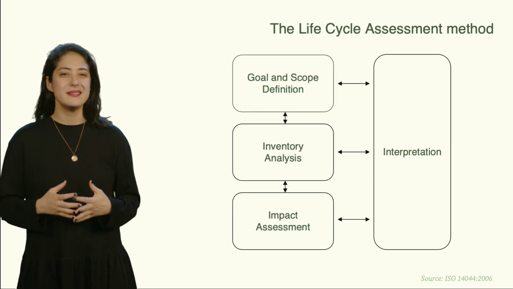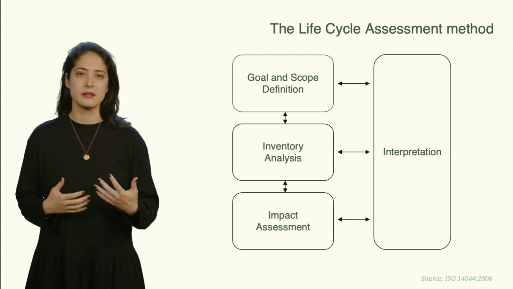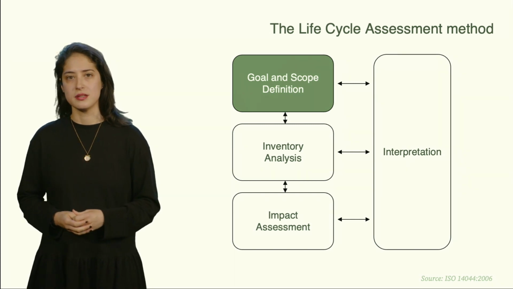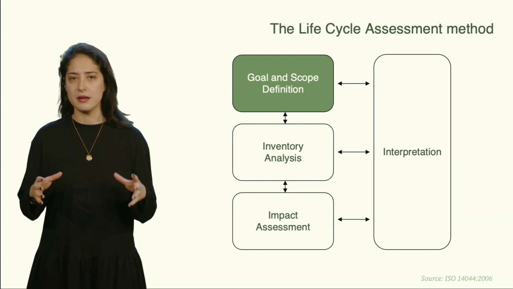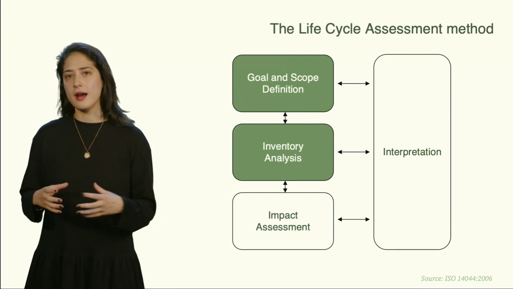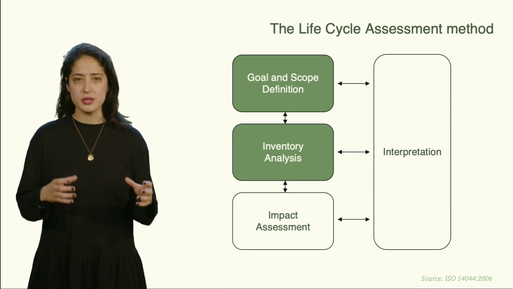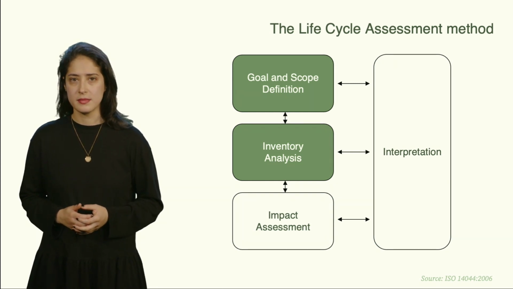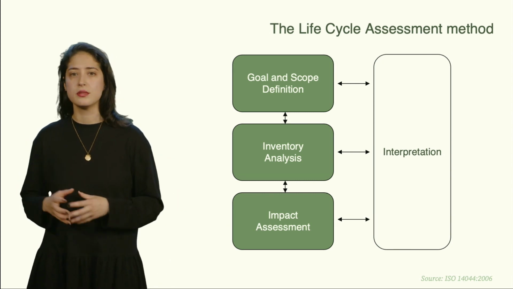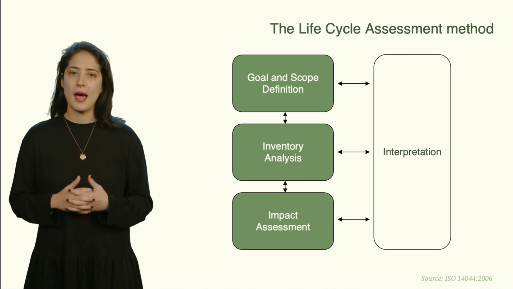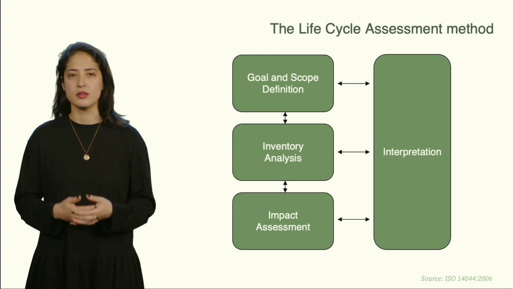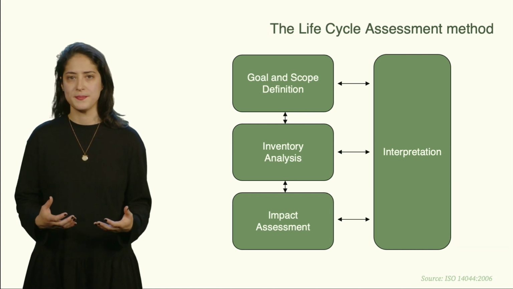The LCA framework is an internationally standardized and iterative method that follows four main steps. First, the goal and scope definition, where the objective of the study and the system boundaries are defined. Second, the inventory analysis, where flow diagrams are built in order to determine the processes involved with the product system. Followed by the impact assessment, where the inventory is translated into the several environmental impacts. And lastly, the interpretation step, where the LCA results are assessed in terms of completeness and robustness.